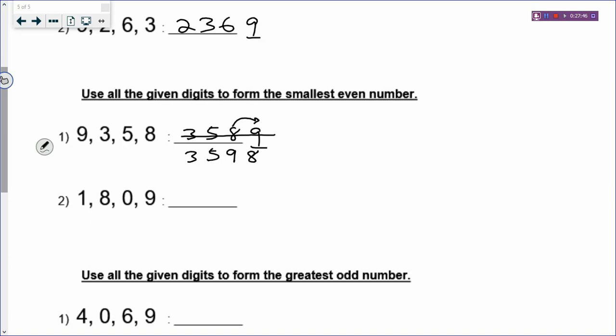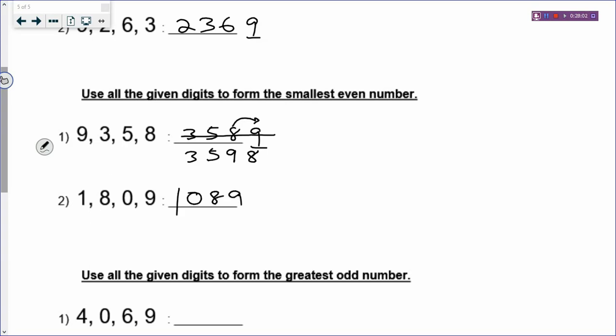Okay, now the next one, smallest even number. Smallest is 0, right? That's the smallest digit. But your number cannot start with 0. So which means that you have to start with the next smaller digit, which is 1. So 1, 0, 8, and 9.